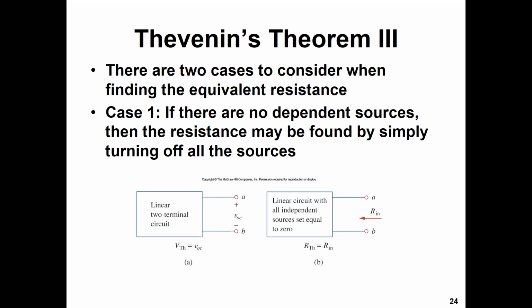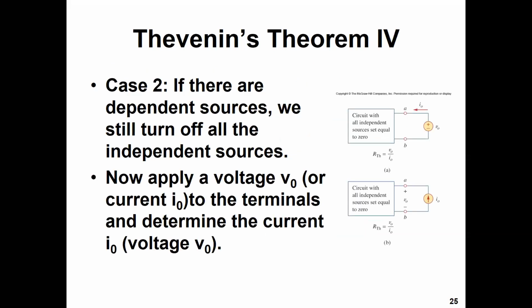Case two, if there are dependent sources, we still turn off all the independent sources, but we have to keep the dependent sources. Now apply a voltage V0 or current I0 to the terminals and determine the current I0 or voltage V0. So in this case, in order to find the R Thevenin, we have to apply a voltage source, a small voltage source, any value, 1 volt, 2 volt, 3 volt, and then find the current I0, and then use Ohm's law to find RTH.